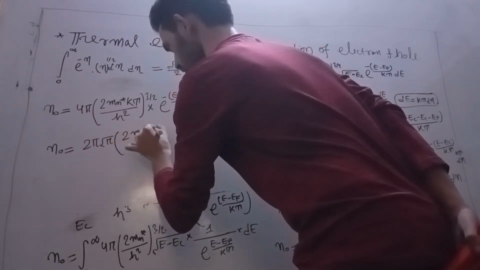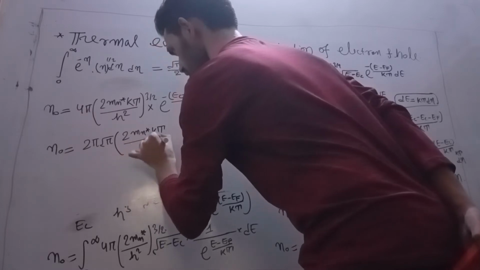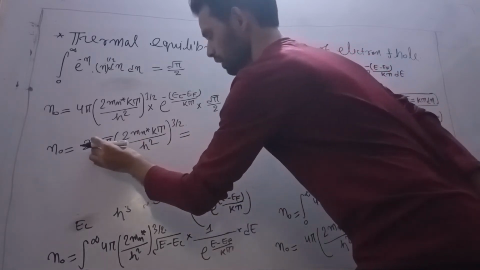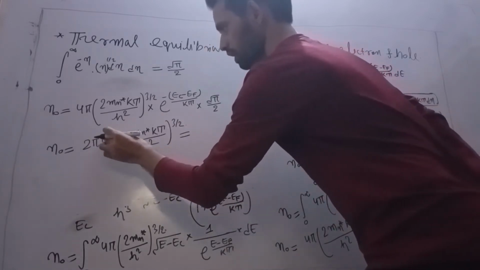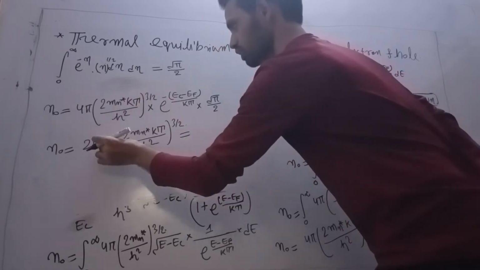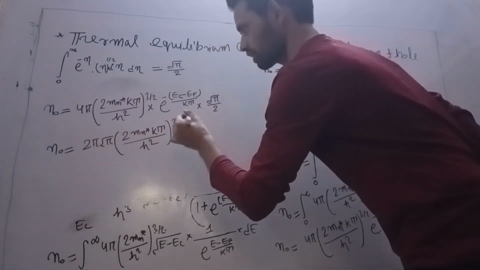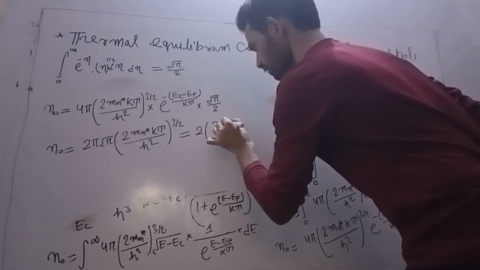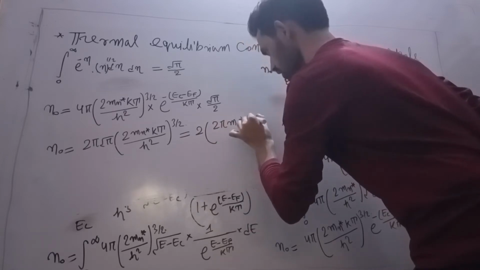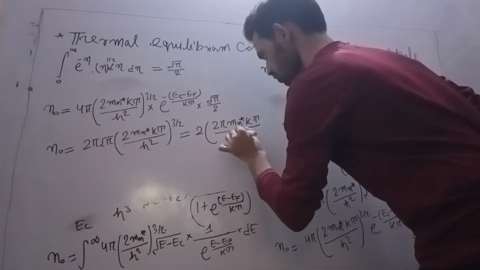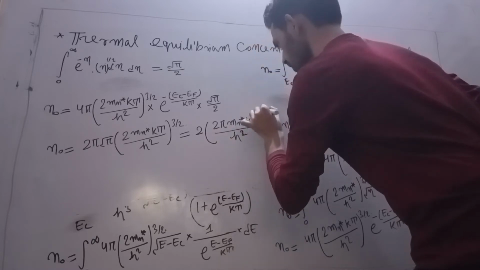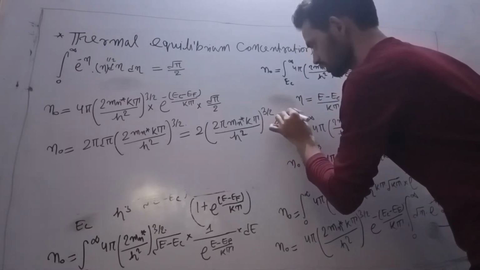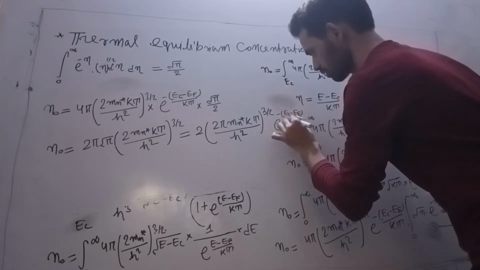2mn* kT divided by h squared, to the power 3 by 2. Yes, 2 to the power 3 by 2. Now see here, 2 root pi, pi root pi is nothing but pi to the power 3 by 2. So it will come inside. Then it is nothing but 2 into (2 pi mn* kT divided by h squared) to the power 3 by 2, into e to the power (Ec minus Ef) by kT.